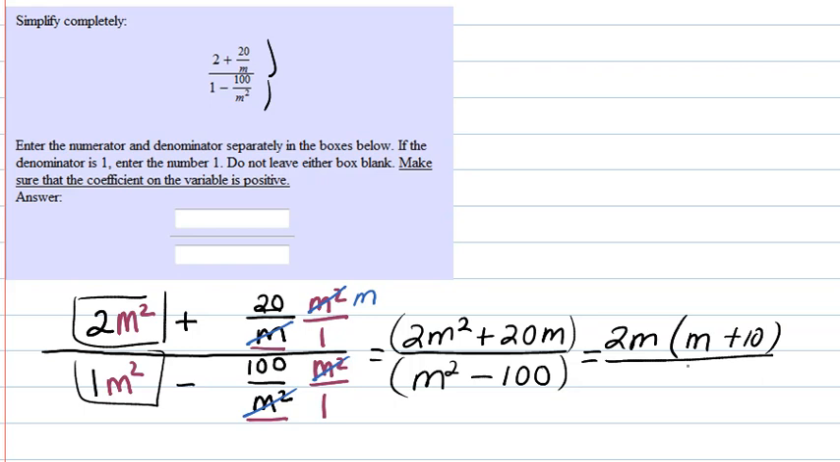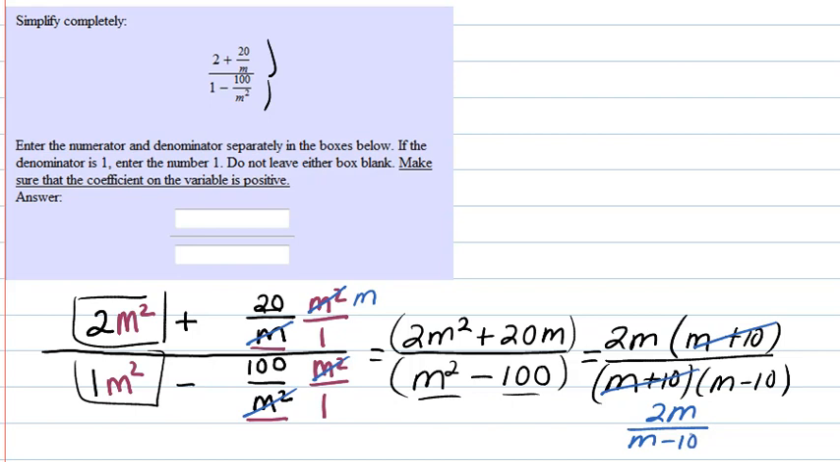And on the bottom, you should recognize that as the difference of two perfect squares. So that's going to factor into m plus 10. Already I see a common factor there, right? And then m minus 10. So now that we've got it factored, we can cross these out. Factor of m plus 10 on the bottom and on top. So we're left with 2m on top and m minus 10 on the bottom.